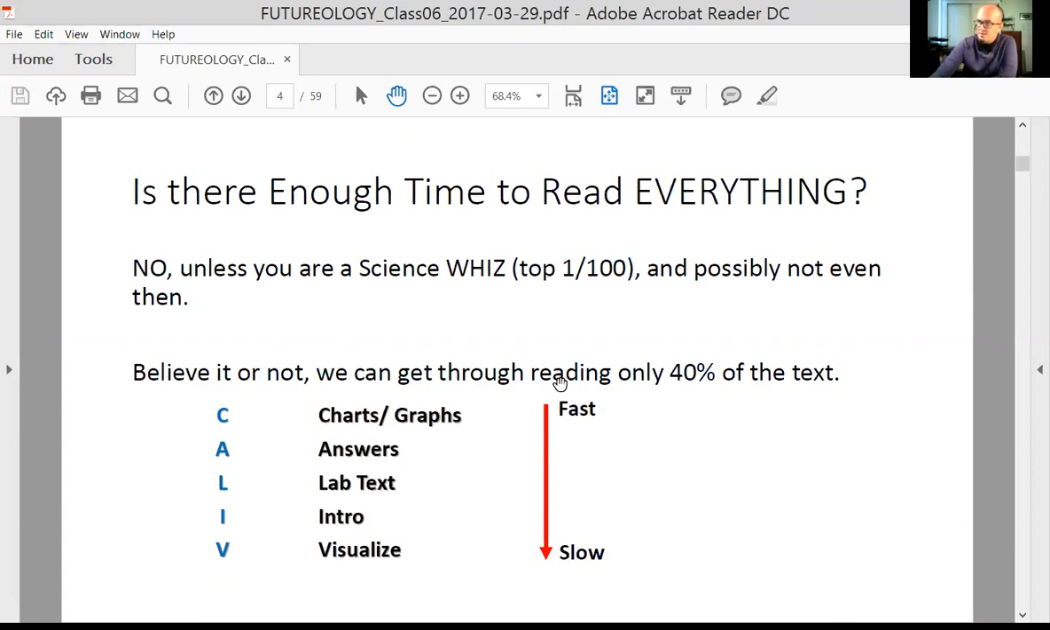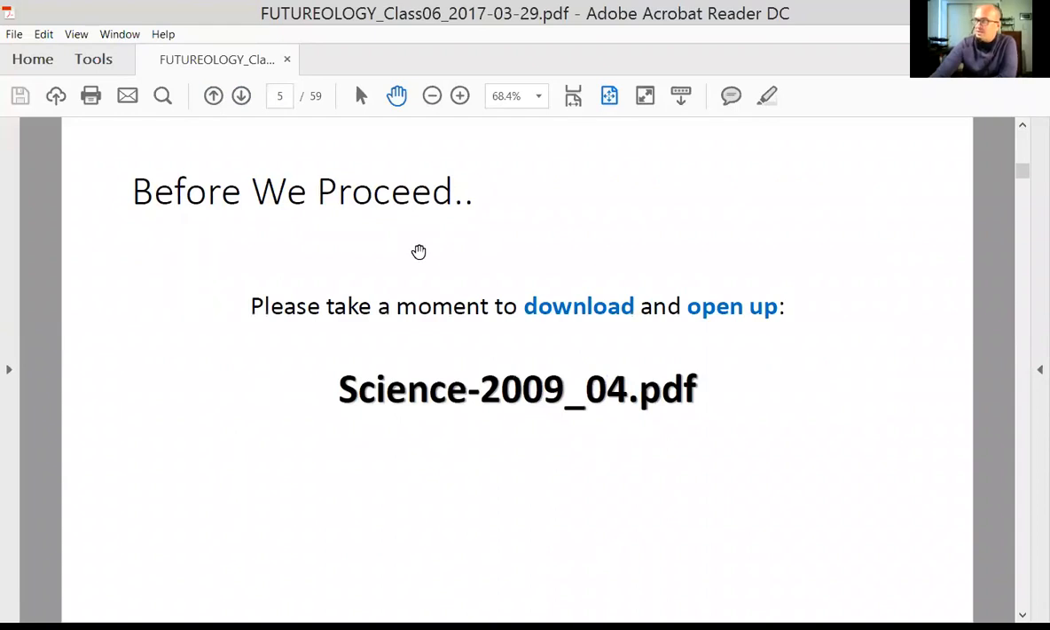And I'm going to show you how to do that on a couple of these passages that are in the April 2009 science section, the 2009-04, that you have downloaded. So once again, please take a moment to download or open up the Science 2009_04 PDF. If you can't access it, that is okay, because I've copied and pasted a lot of it into the slideshow. It's just nice if you have a copy of your own to look at.